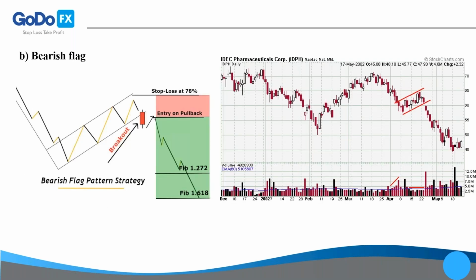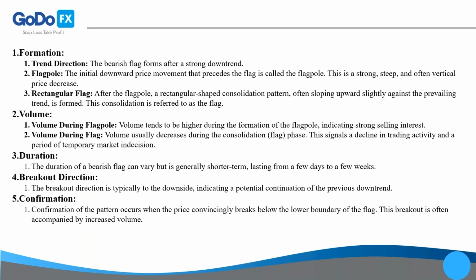Concerning the second continuation pattern, which is the bearish flag, that is typically formed after a strong downward price movement and signals a temporary consolidation before the prevailing downtrend resumes. The bearish flag forms after a strong downtrend. The initial downward price movement that precedes the flag is called the flagpole, and this is also a strong, steep, and often vertical price decrease.